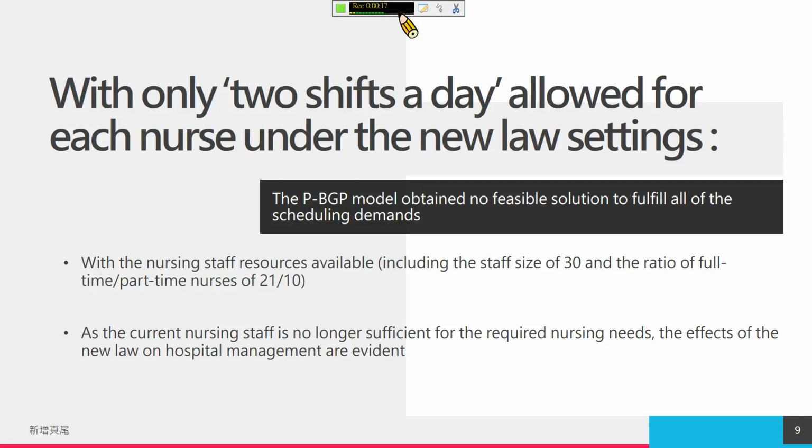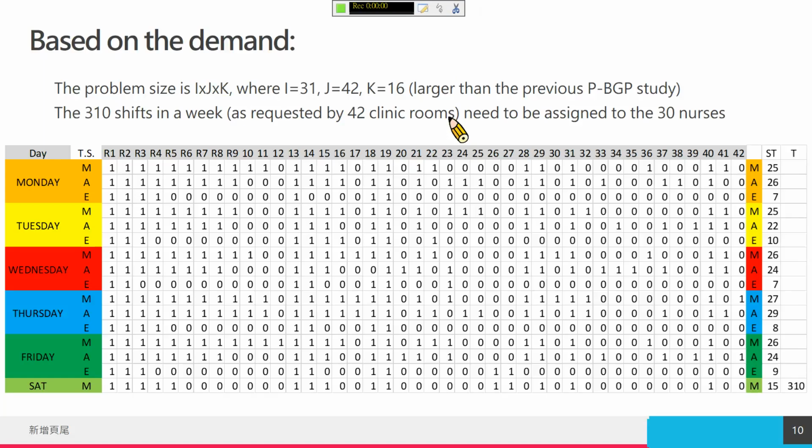From the aspect of operational management, this means that the given human resource is no longer sufficient under a stricter decision criteria. Now we have identified a possible effect of the new law on hospital management. We sourced a table of scheduling demands from the studied hospital in southern Taiwan. It has 310 shifts in 42 clinic rooms for the 31 nurses to attend in a week.